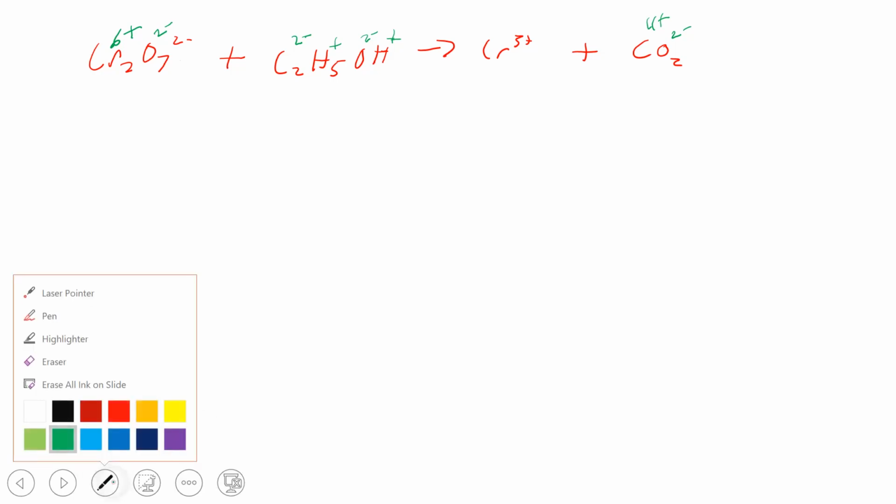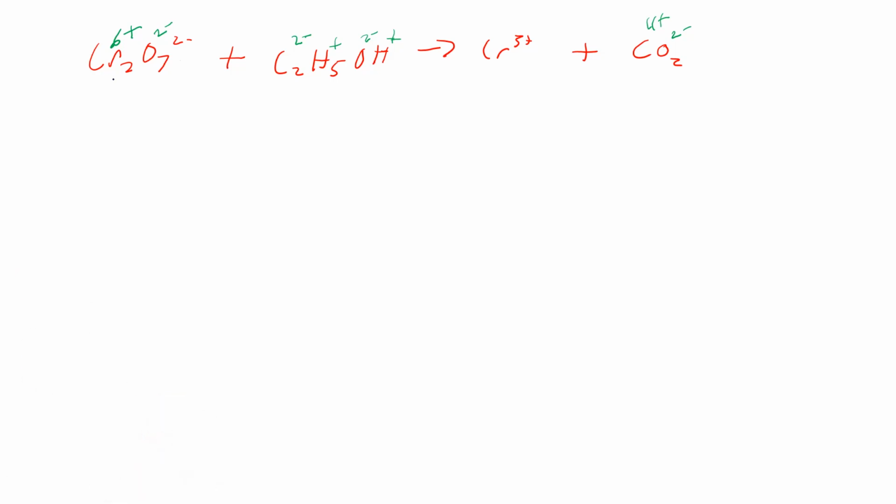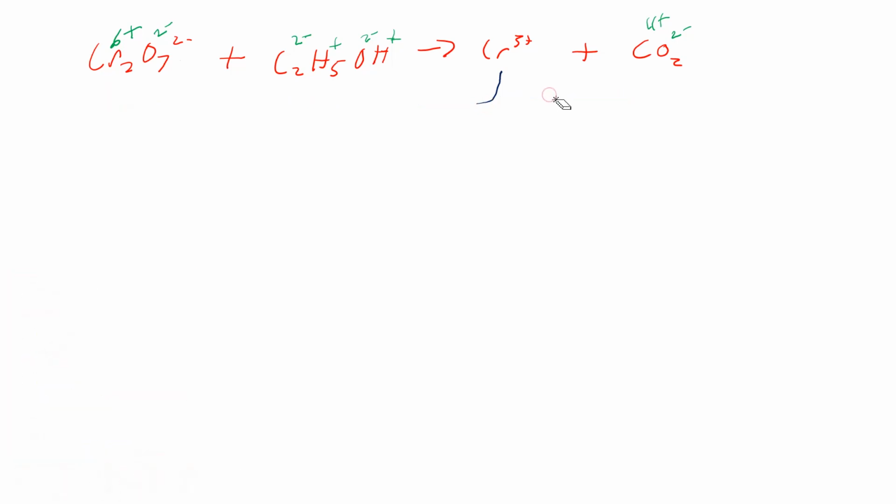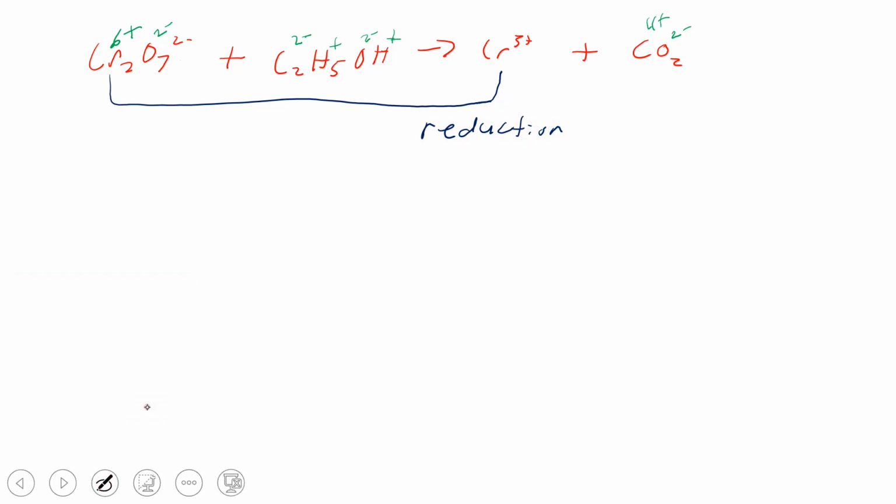But chromium goes from a 6 positive to a 3 positive. So it gained some electrons, which means that it underwent reduction. And then carbon goes from a 2 negative to a 4 positive, so it underwent oxidation.